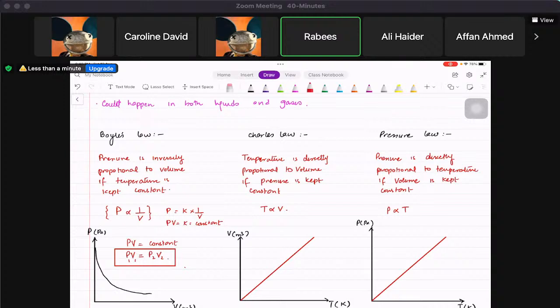Whenever you have to remove this sign, you have to introduce a constant. Here it is K, let's suppose, right? Okay. So when you multiply this V with P, it will be PV. K will be left on the other side, which is the constant.